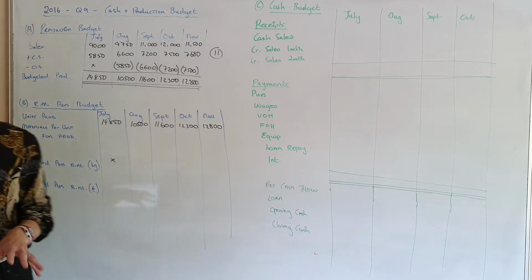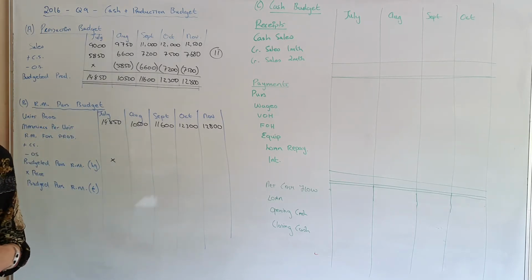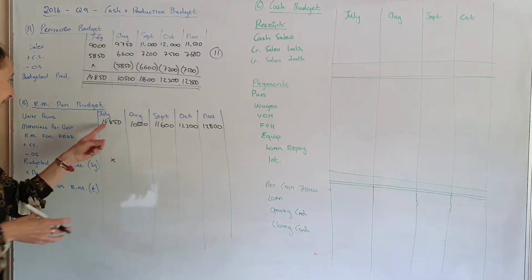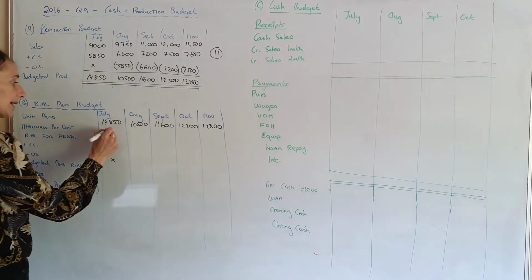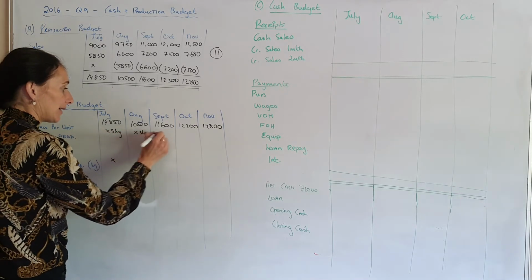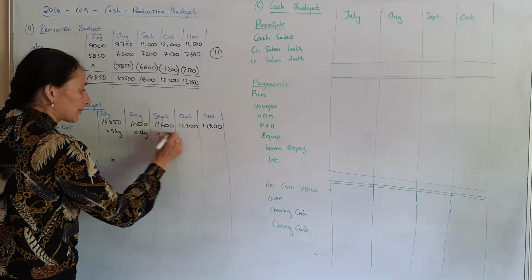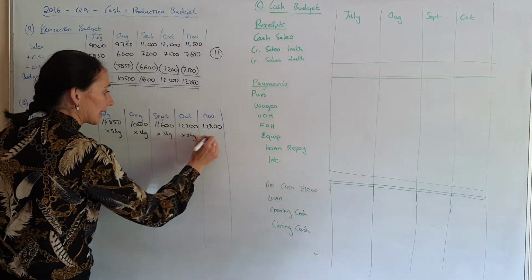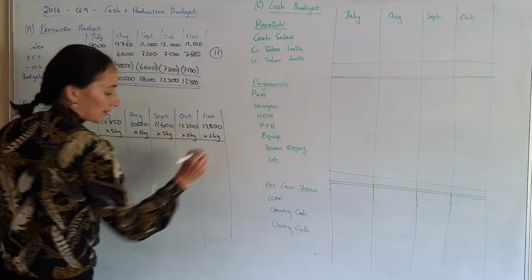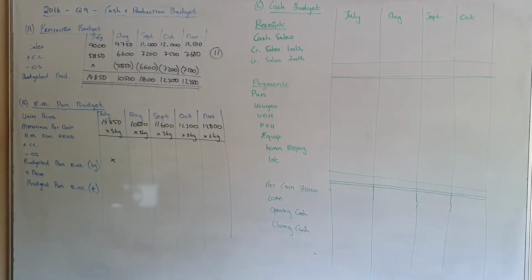Okay, so looking at this question, it says every time you want to make a unit, you will need 3 kilograms of material X. So if I want to make this many units, I need to find out how many kilograms I need. So each one of these will have to be multiplied by 3 kilograms. Okay. So I'm just going to quickly get these from the sheet here.